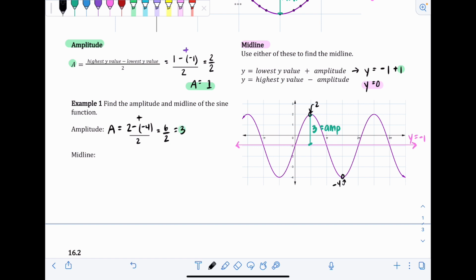And then for the midline, it's y equals, and you take your lowest y value and you add the amplitude, or the highest y value and you subtract the amplitude. So I'm going to take my highest y value this time, which was 2, and then subtract my amplitude, which was 3, and then 2 minus 3 is -1, so we end up with y equals -1 for our midline. So it's the same answers we got from eyeballing it. It's definitely good to save the formulas though, I will say, because some graphs are kind of hard to tell just by looking at them.